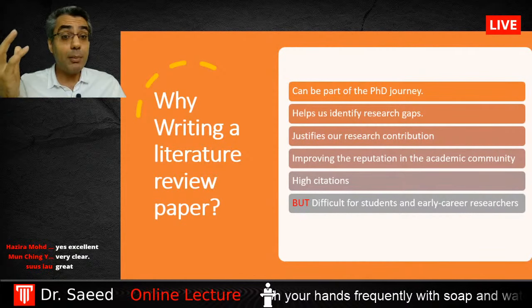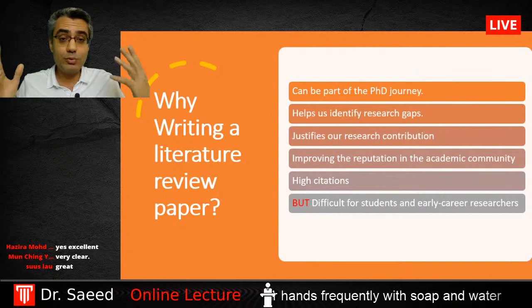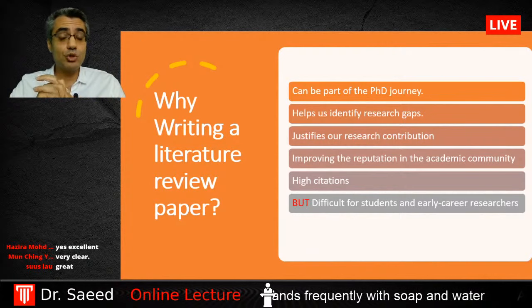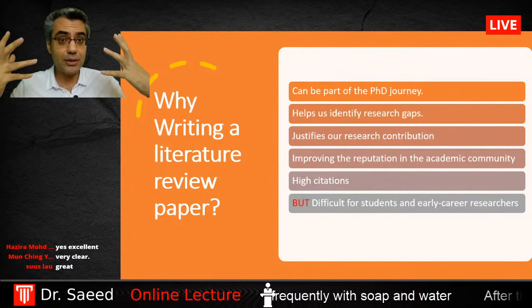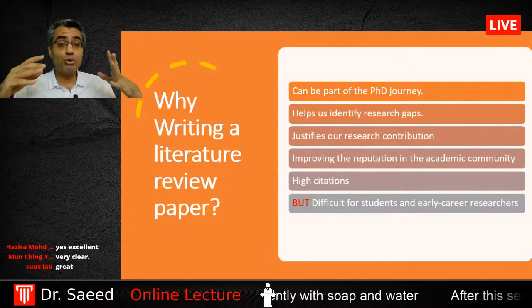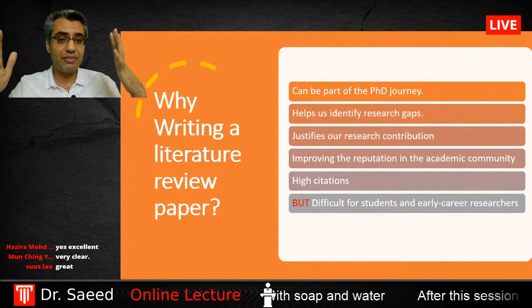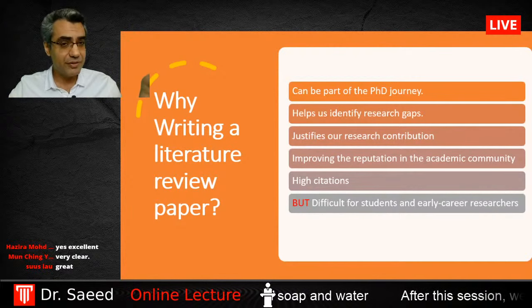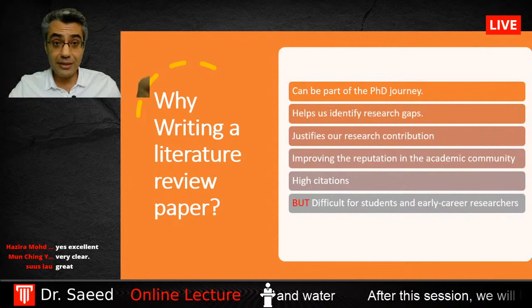And if you publish a literature review, you will be famous, right? You will be famous because this shows that you have a very good understanding of your field. Usually people who write literature review papers receive a lot of citations. So those people who are working in the field, when they write a paper, usually they refer to your work. So you get a lot of citations and you will be well known, right?